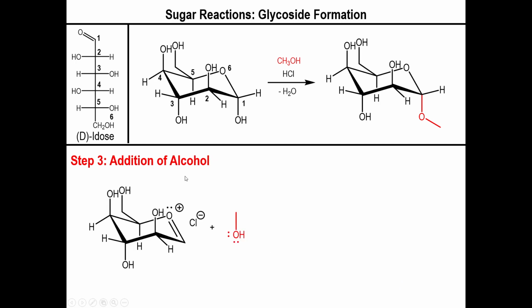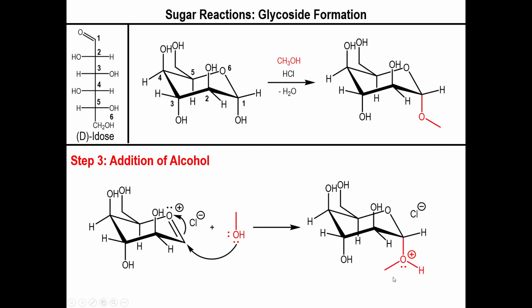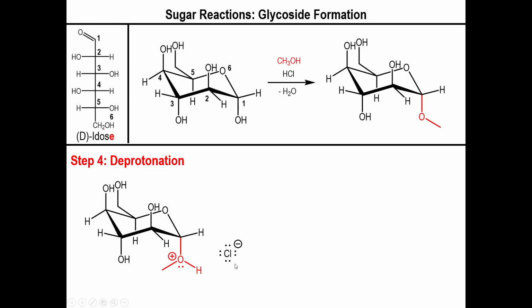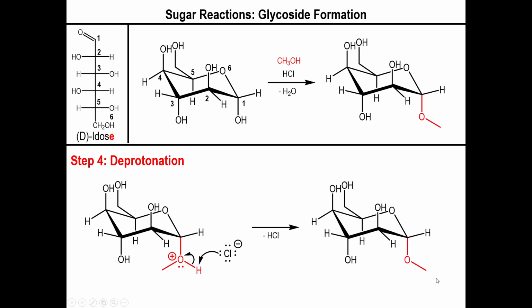So that's where the alcohol kicks in, right? Because now you can have your methanol coming in, attacking the activated carbon of your carbonyl. The electrons go back to the oxonium oxygen to make it neutral, and you end up with your protonated ether derivative along with your chloride, right? So then the last thing is that you deprotonate that, chloride comes in, removes that proton, and you end up making your acetal derivative.